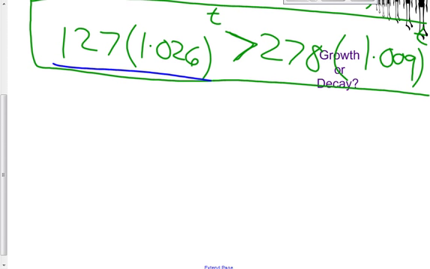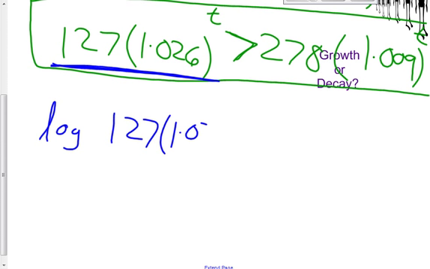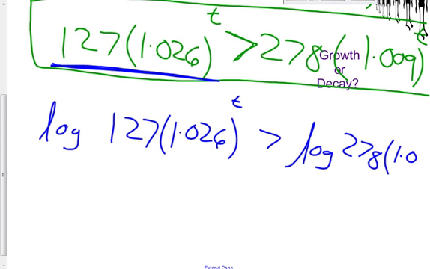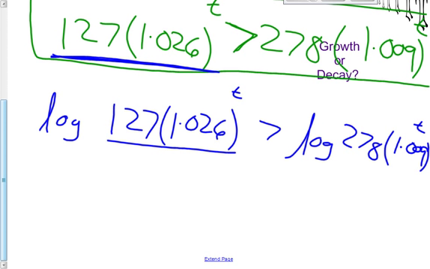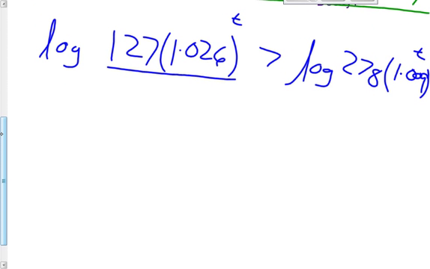This right here is a product. Okay? So when it's a product, if I take the log of both sides, why don't I do that first? The log of 127 times 1.026 raised to the T is greater than the log of 278 multiplied by 1.009 raised to the T. Once I take the log of both sides, because this is a product, I can split these two up using the product property and add their logs together. So I'm just going to basically put a plus sign in between when I have the log of both of them. So write this down with me.